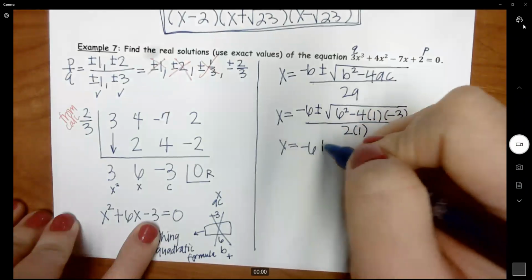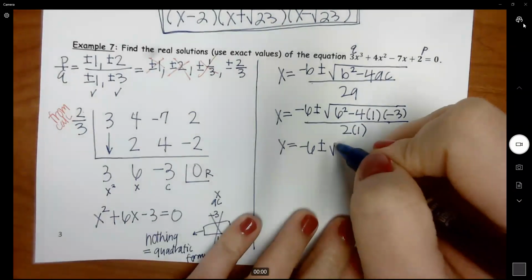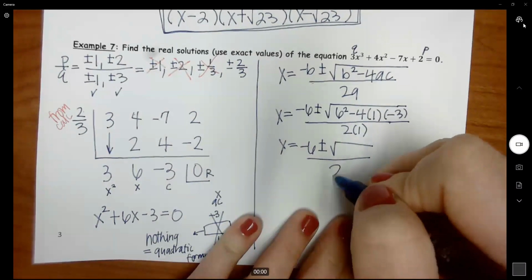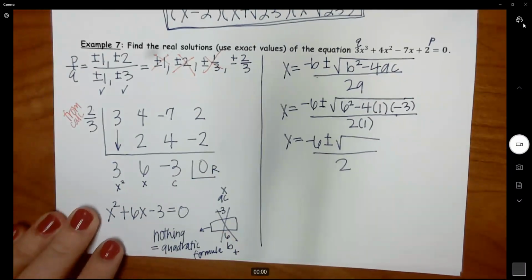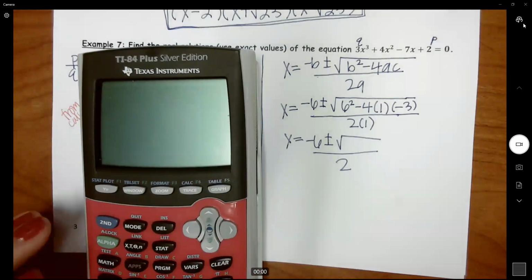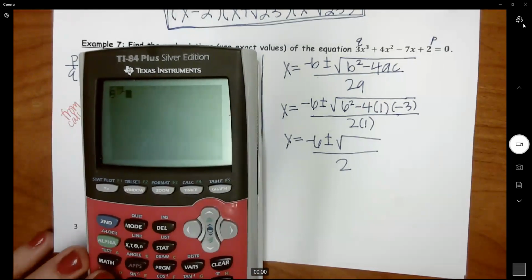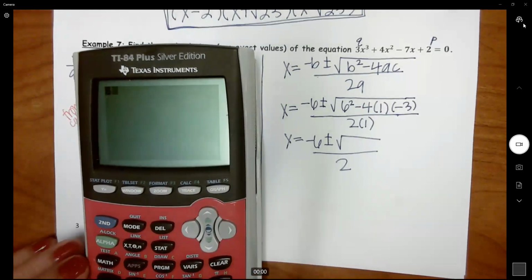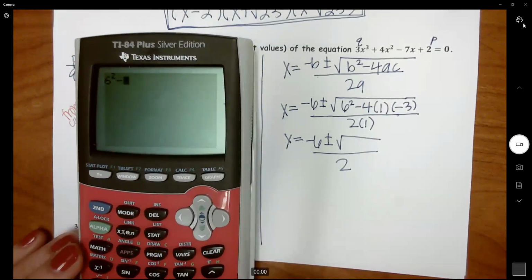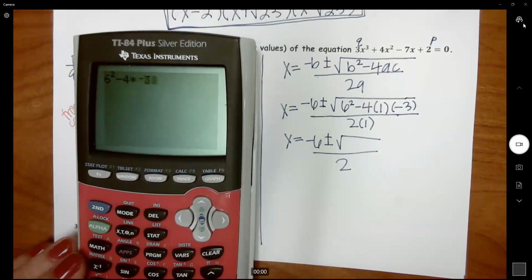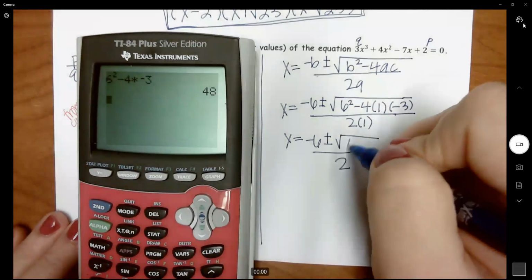I'm going to get negative 6 plus or minus the square root of something. We'll figure that out, all over 2. So let's put this in our calculator. We got 6 squared minus 4 times negative 3 to get 48.